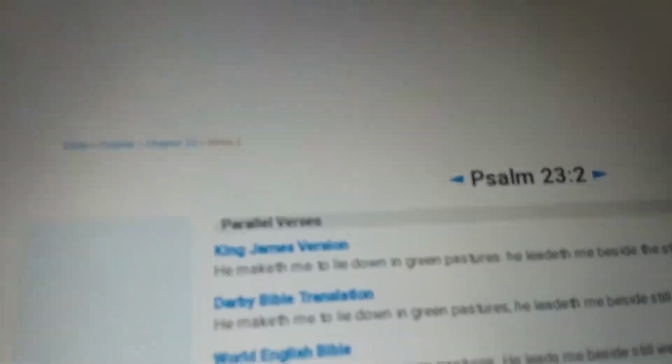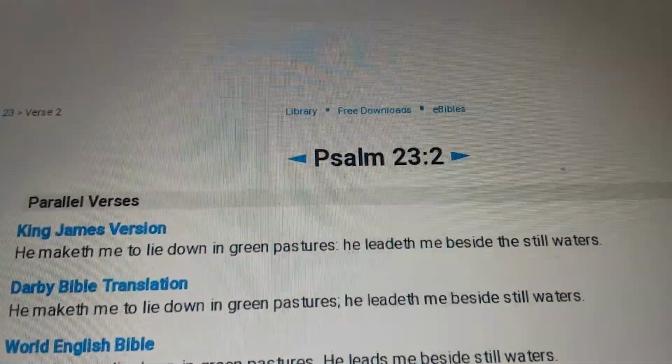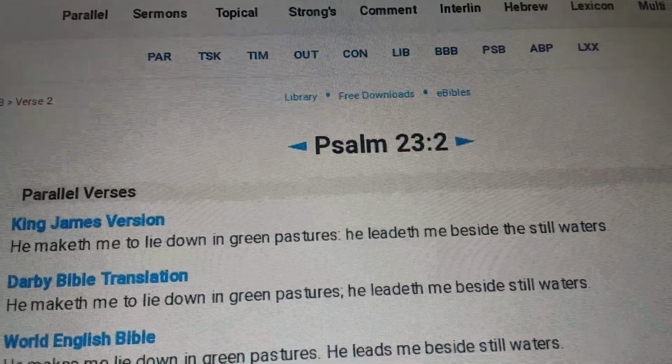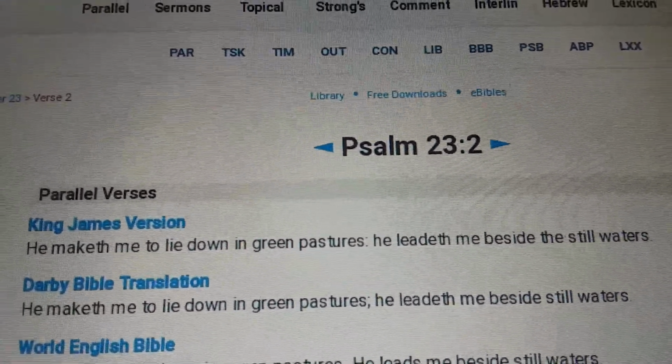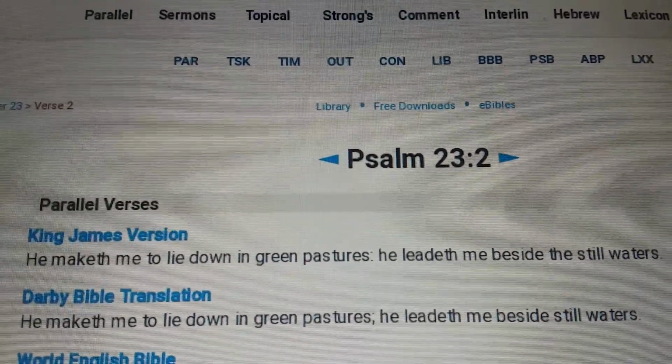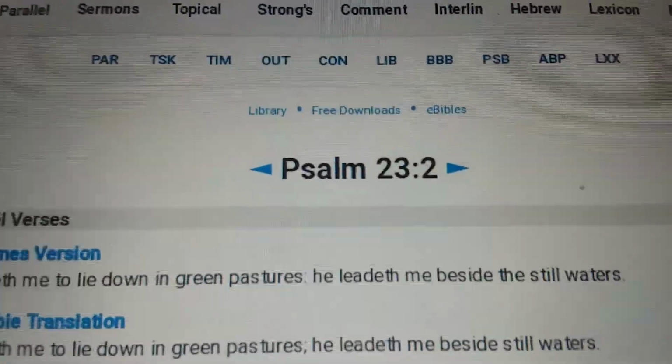And another verse that came into my mind too that has the word still is Psalms 23:2, which a lot of you I know already know what that says, but we'll read it anyway. Okay, we'll take the King James Version. It says, He maketh me to lie down in green pastures. He leadeth me beside the still waters. But look at the number to the scripture.